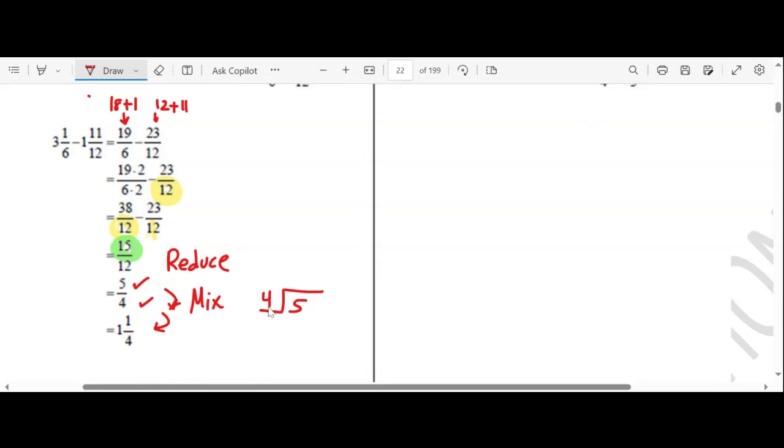How can I do this? By long division. 4 goes to 5 how many times? 1 time. 1 times 4. And then you subtract. What's the remaining? It's called remaining or remainder. So what's the remainder? 1 over 4. That's your final answer. Okay?